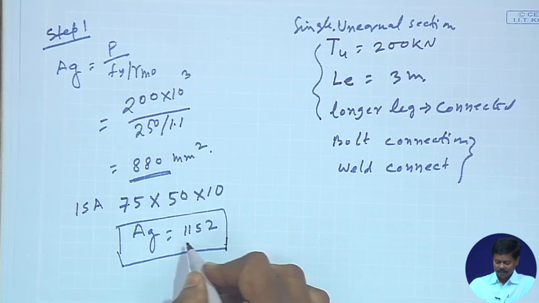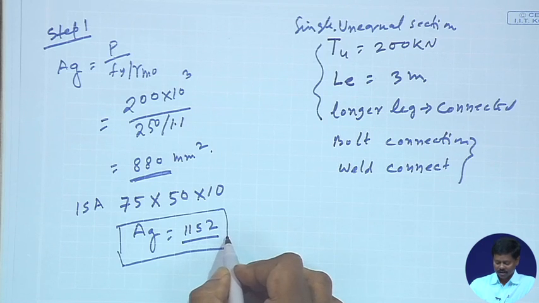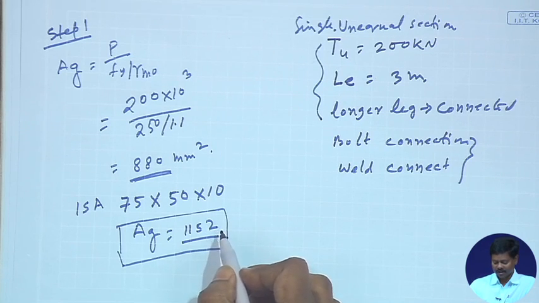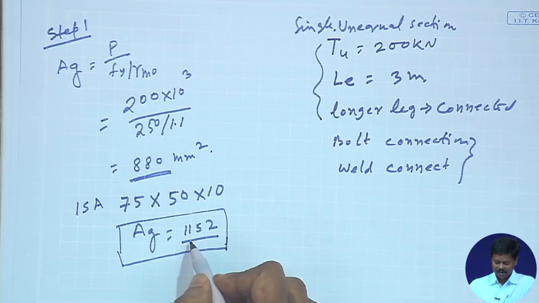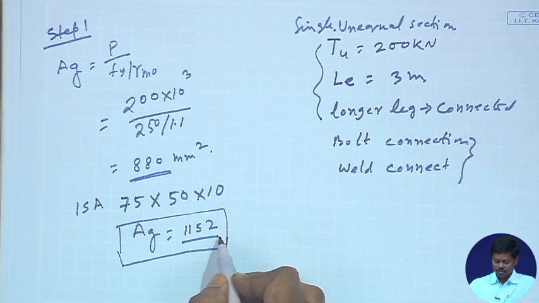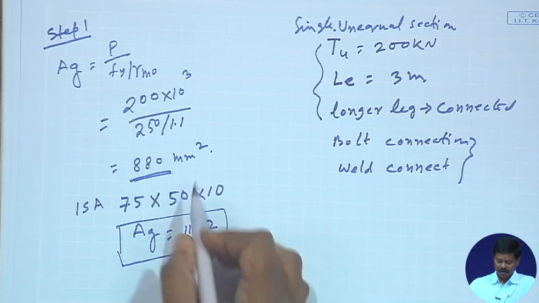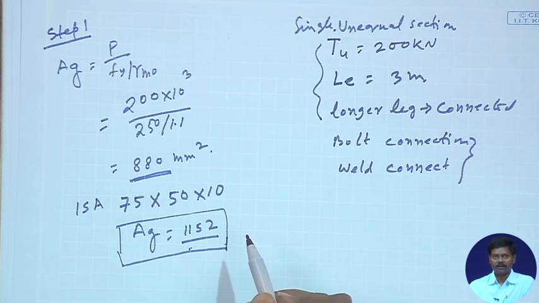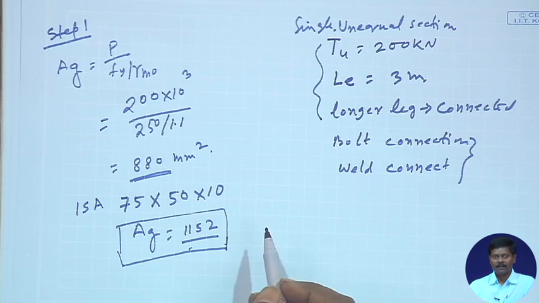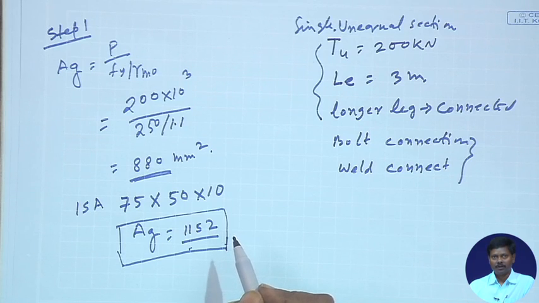But in programming, we can start with just marginally, means just after 880 whatever section is coming, that we will consider. But in this case, just to avoid iteration, we have taken a larger section, because if we take a lesser section, then it may not be safe in different criteria. Therefore, it is always suggested that you take a little higher section.